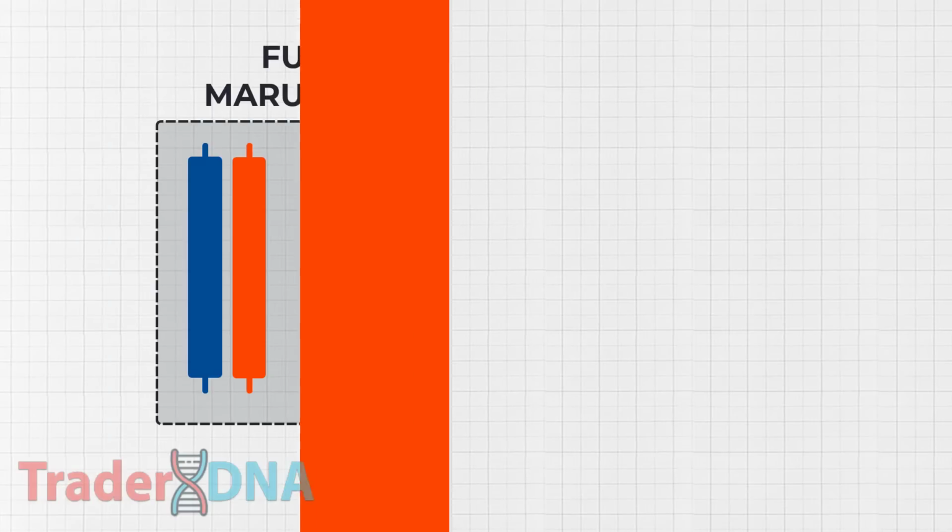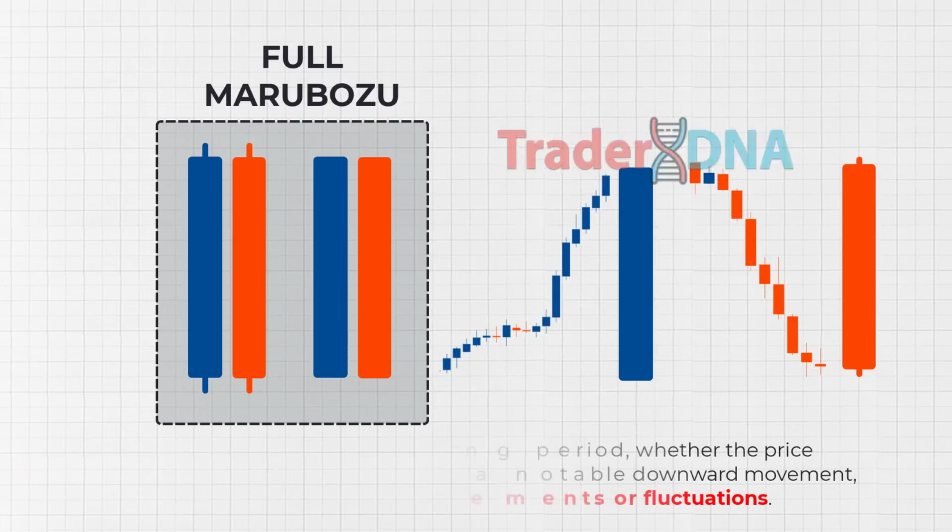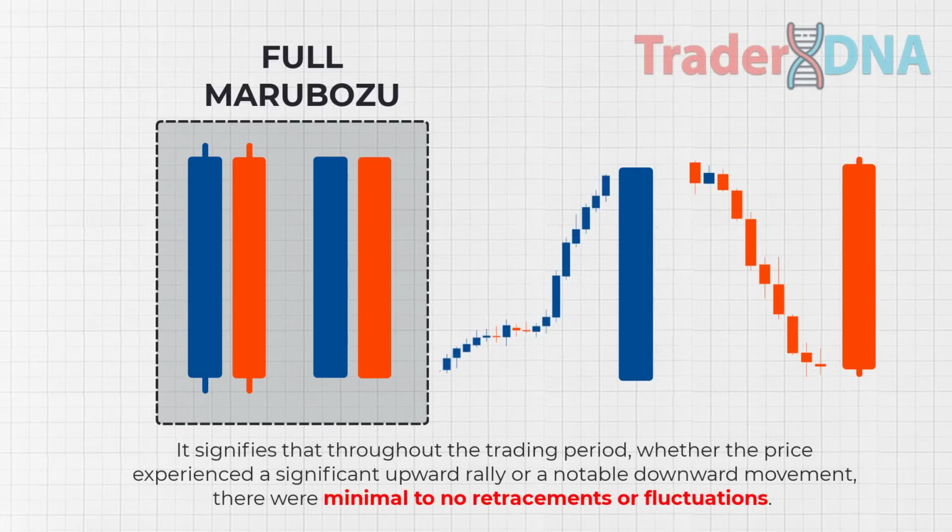In a full Marubozu scenario, both bullish and bearish candlesticks are characterized by either having very small wicks or even lacking wicks altogether. This absence or minimal presence of wicks is a key feature of the full Marubozu pattern. It signifies that throughout the trading period, whether the price experienced a significant upward rally or a notable downward movement, there were minimal to no retracements or fluctuations. As a result, the candlesticks close at their extremes, without any indication of high and low points before the candles closed. This reinforces the strength and dominance of the market trend during that specific time frame, providing valuable insights for traders analyzing price action.